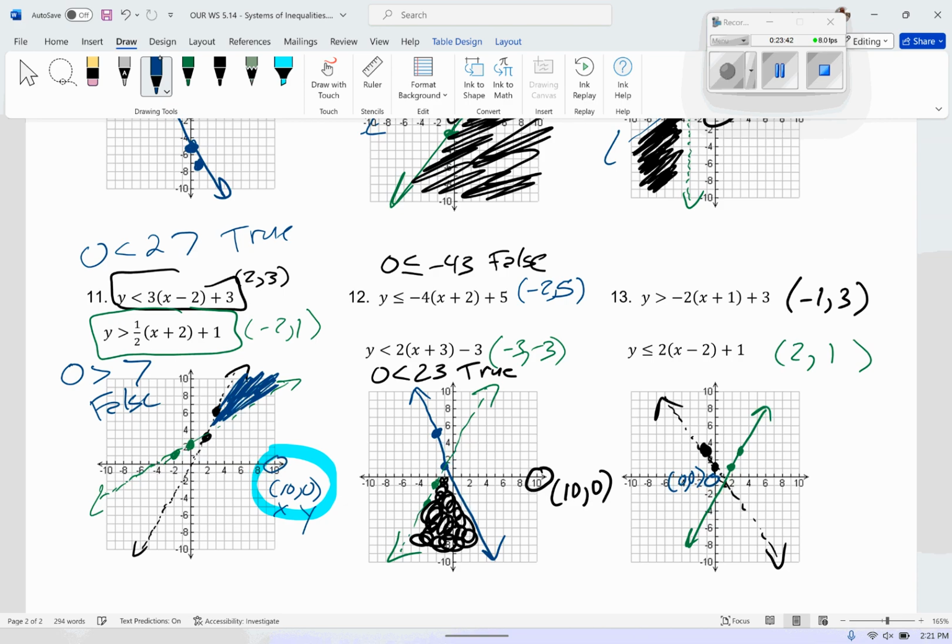All right. So 0, 0, plug it in. Agree? All right. This is 0. Ready? 0 plus 1. 1. 1 times negative 2. Negative 2 plus 3. Is 0 greater than 1? Okay. So for the black line, I'm going to shade the upper. I'm shading the opposite region.